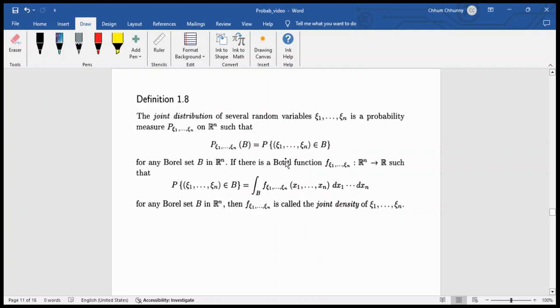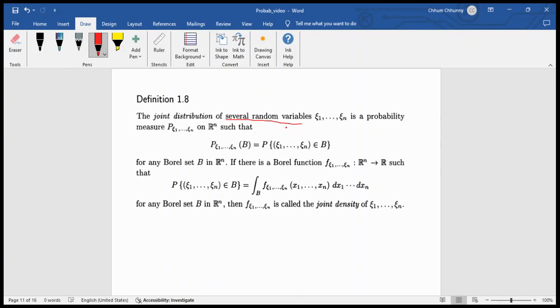Okay, welcome to another video of probability series. In this video, I will talk about independent random variables, but I want to talk a little bit about joint distribution that connects from the previous video. So definition 1.8 will tell us what a joint distribution is. So the joint distribution of several random variables.